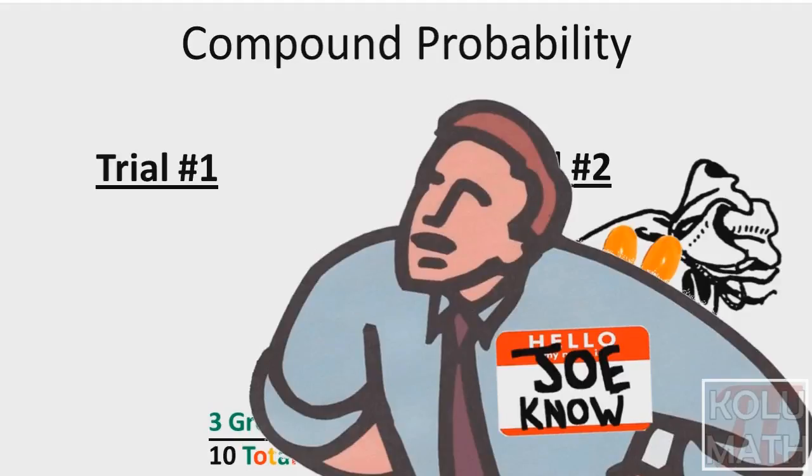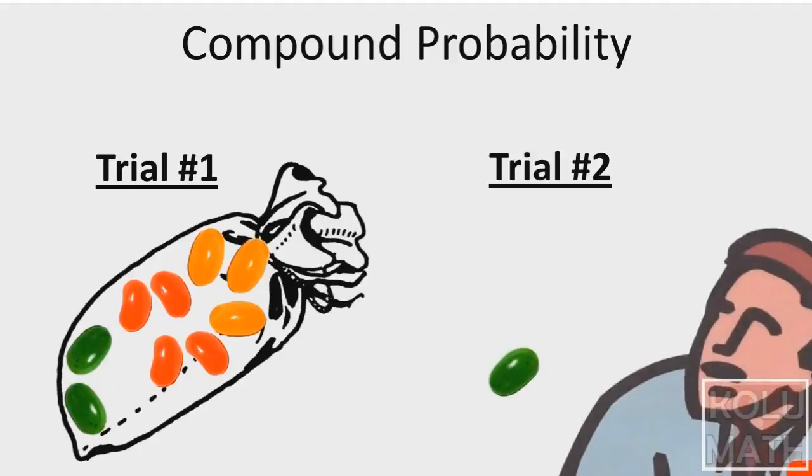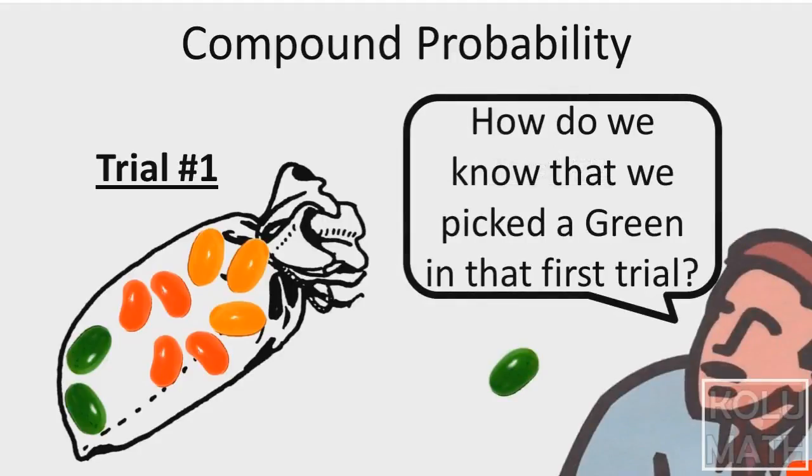Excuse me, hold up a minute, sir. Yeah, Joe, what's going on? Do you remember how you said that on the first draw we took out a green bean? Yeah, Joe. Well, how do we know that we picked a green in the first trial? Joe, that's actually a really good question.